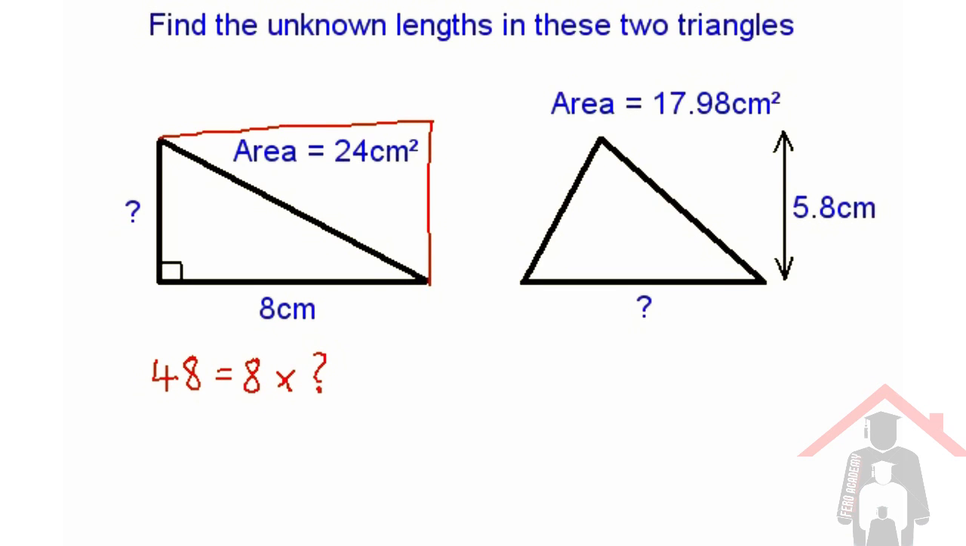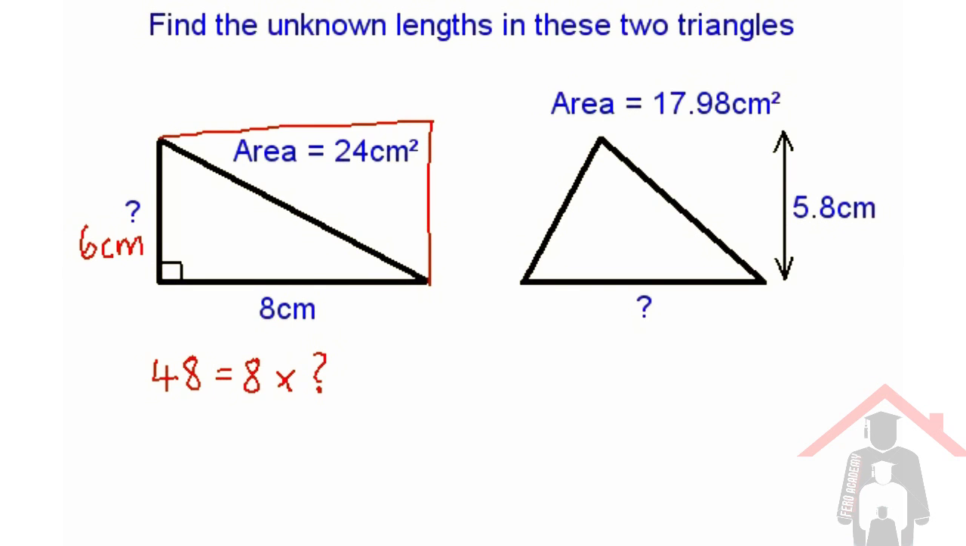I now need to work out what number I multiply by 8 to get 48. The way to do this is to divide 48 by 8. This will give an answer of 6, so I know that this side here is 6 centimetres long.